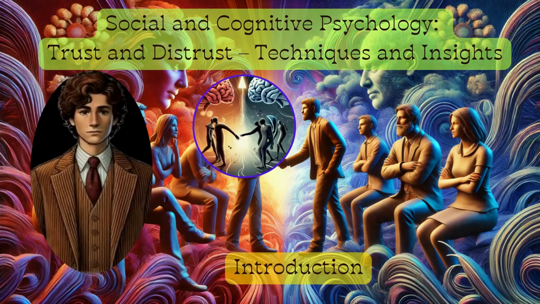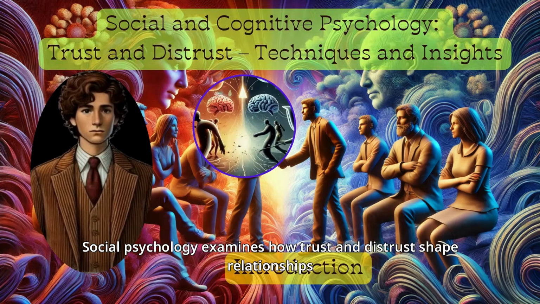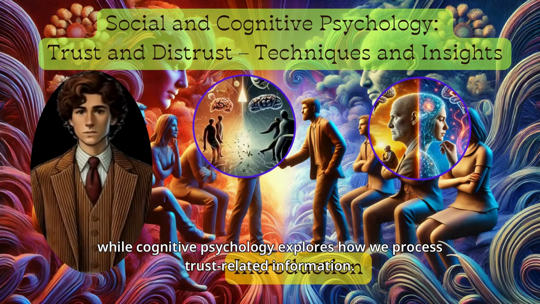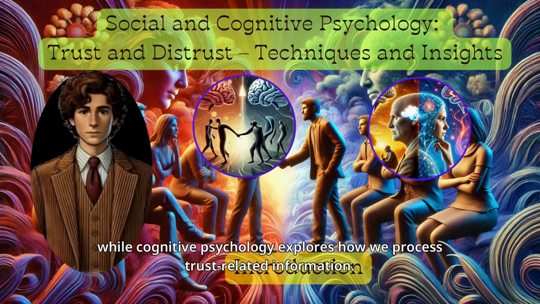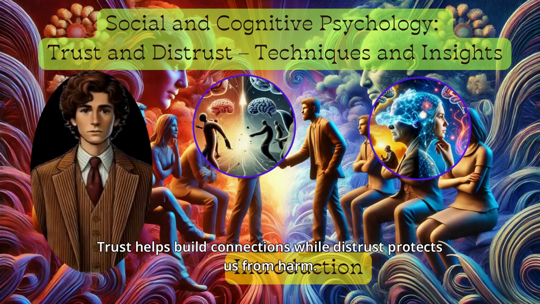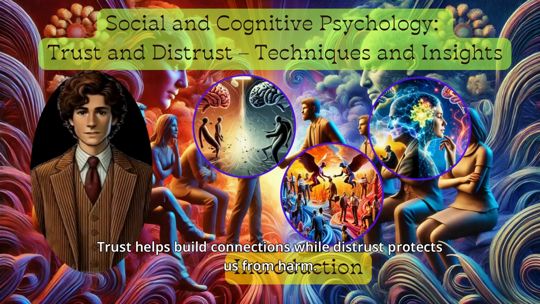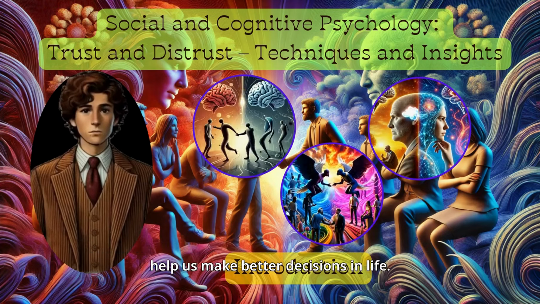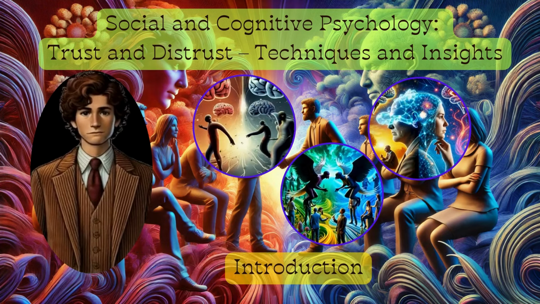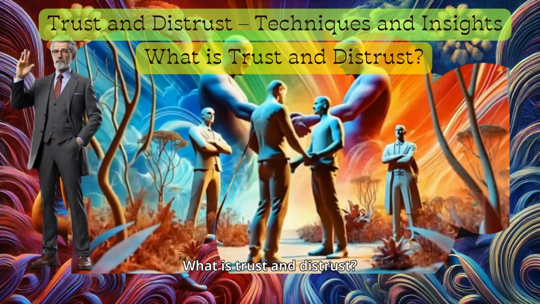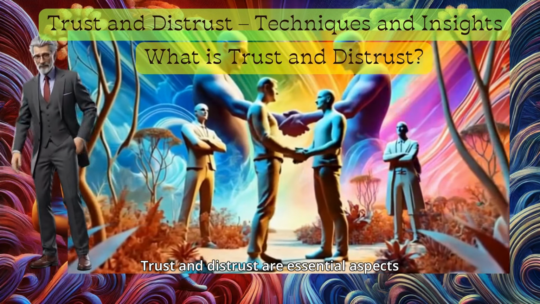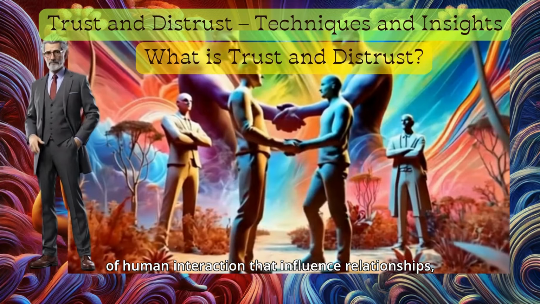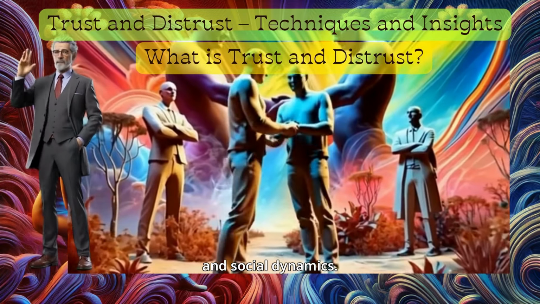Introduction. Social psychology examines how trust and distrust shape relationships, while cognitive psychology explores how we process trust-related information. Trust helps build connections, while distrust protects us from harm. Understanding the techniques behind trust and distrust can help us make better decisions in life. What is trust and distrust? Trust and distrust are essential aspects of human interaction that influence relationships, decision-making, and social dynamics.